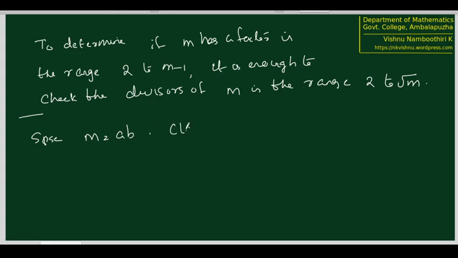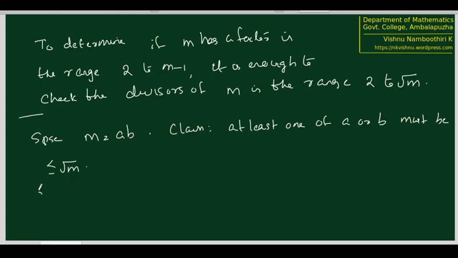The claim is the following: at least one of a or b must be less than or equal to root m. Therefore, to factorize m in the form ab, we need to just verify numbers below square root of m.